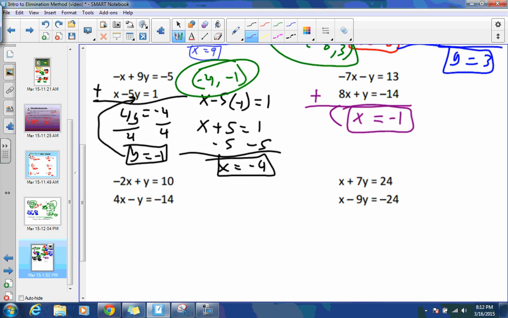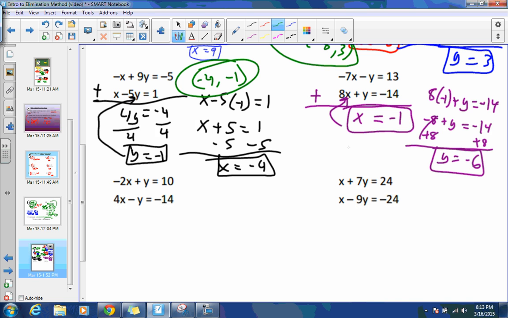And let's plug that back into this x right here. This is going to be a quick one, I can already tell. And you should have 8 times negative 1 plus y equals negative 14. That would be negative 8 plus y equals negative 14. And lastly, add 8 to both sides. You end up with y equaling negative 6. Put that together, you get an ordered pair of negative 1 and negative 6. That's your solution.